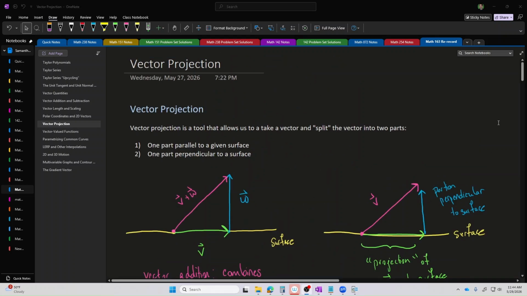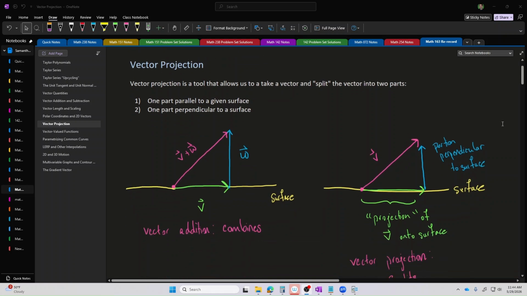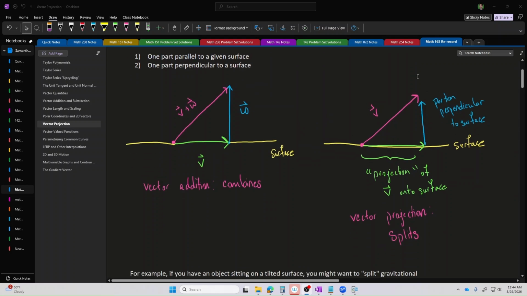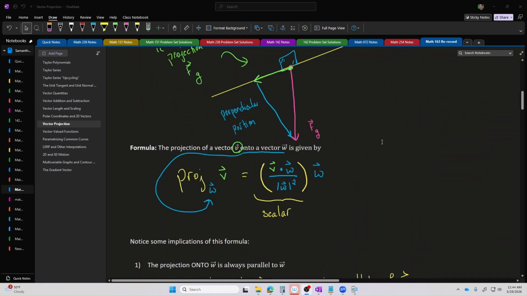That concludes this video. We learned in this video about a tool called vector projection. In the same way that vector addition allowed us to take two vectors and combine them into one, projection allows us to take one vector and split it into two parts. One part that is parallel to a given surface, and another part that's perpendicular to that surface. The projection formula requires you to have two vectors, the vector that you are projecting and a vector that represents the surface that you are projecting onto.